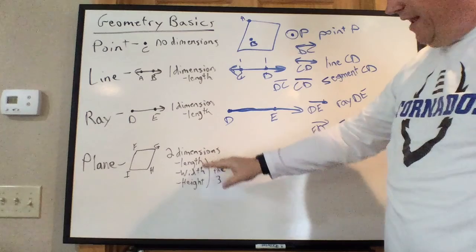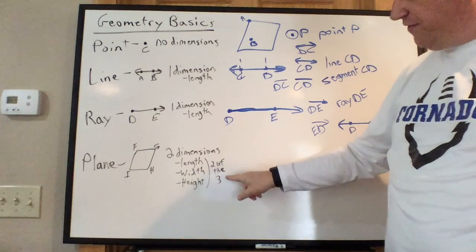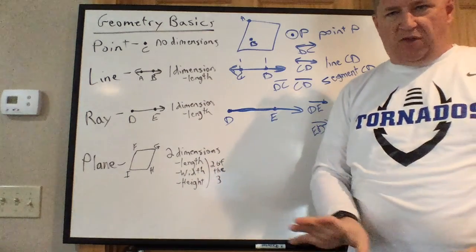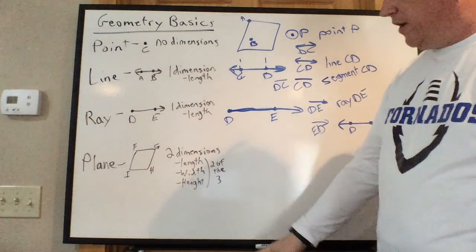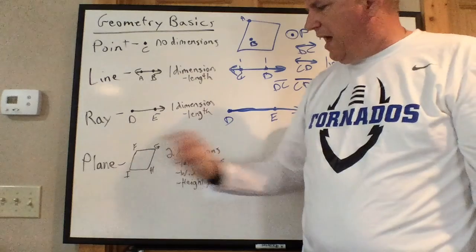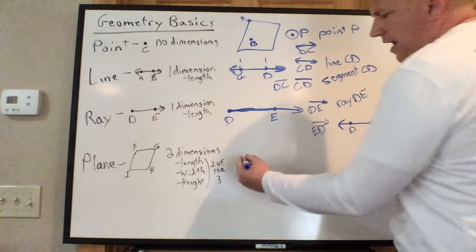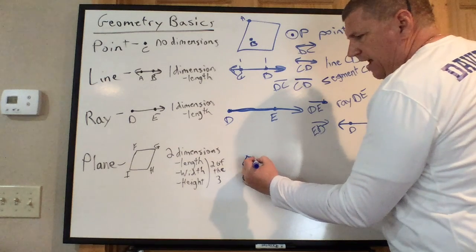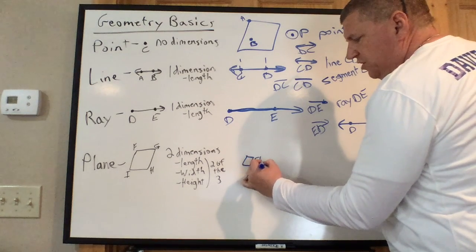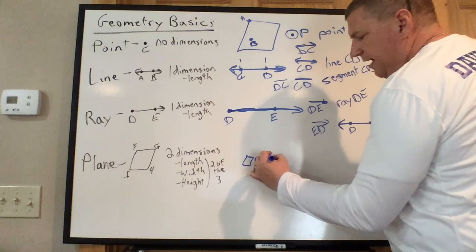So of length, width, and height, we're going to use two of the three. It's never using all three, because that would become a three-dimensional figure, which we're not dealing with at this point. F, G, H, and I would be the plane. In problems, they would set it up with maybe a little parallelogram here, and they would call it F, G, H, I.